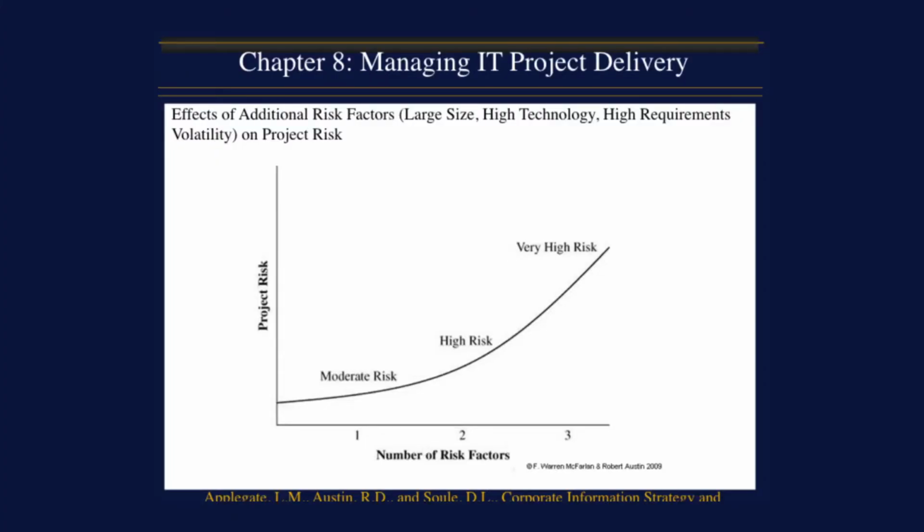This slide shows how the project characteristics just identified influence project risk. If we consider large project size, high technology, and high requirements volatility to be risk factors, a project with large size and high requirements volatility is more than twice as risky as a project with just one of those factors.